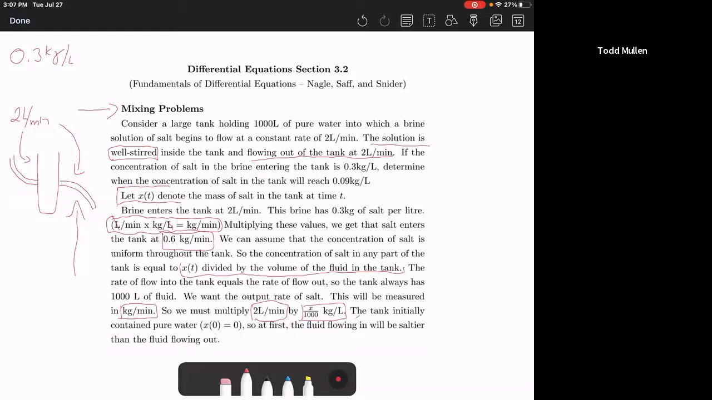Now, the tank initially contained pure water, so x of 0 is equal to 0. So at first, the fluid flowing in will be much saltier than the fluid flowing out, because the fluid flowing out at the very beginning is going to be almost entirely water until more and more salt comes in and it gets mixed around.